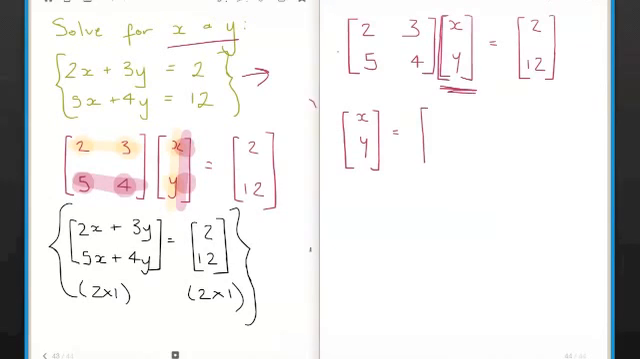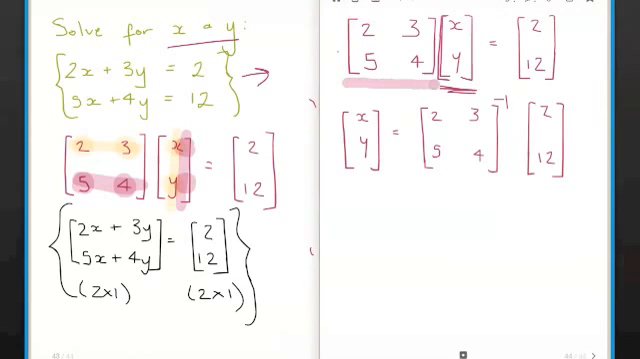2, 3, 5, 4 inversed times by 2 and 12. So I need to always make sure, because this matrix is out the front the first time in this original equation, it's going to be out the front on the other side as well.